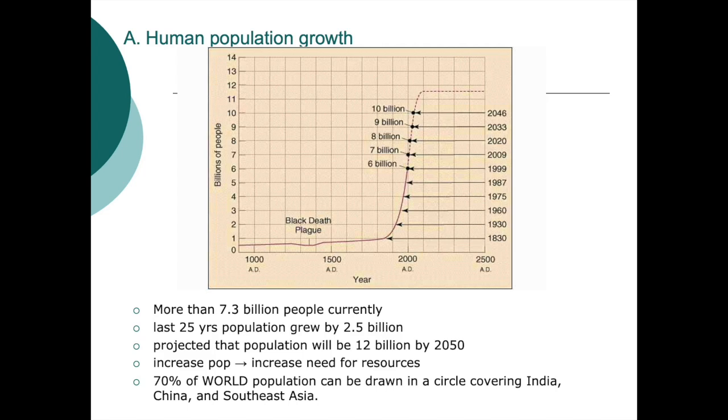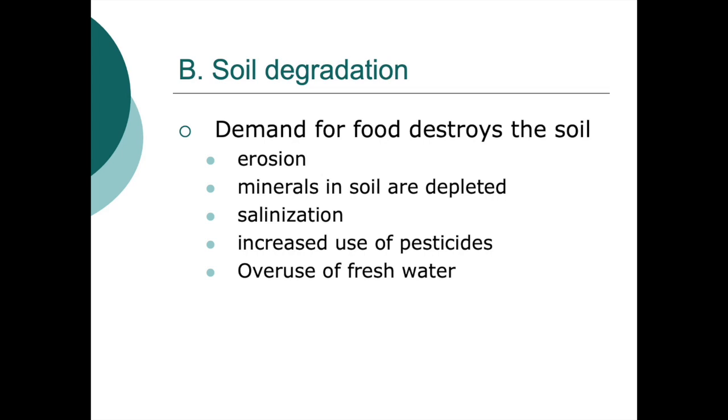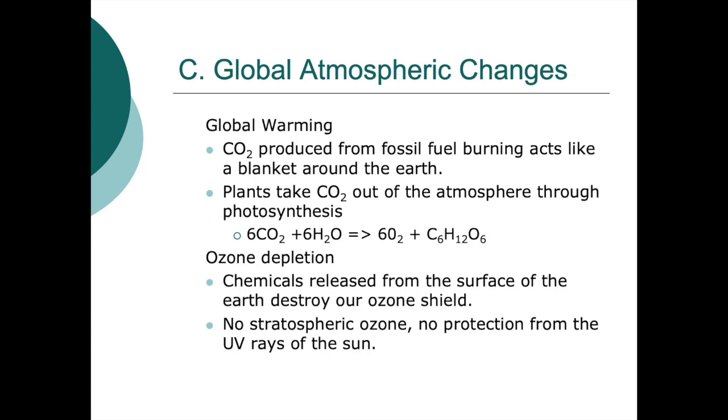When you have an increase in population, you have an increase in the need for resources. Now, just keep in mind that if I were to draw a circle around a certain area in Southeast Asia and India, I would actually be covering 70% of the world population in that small little circle on the globe. And so when you have, again, that increase of population numbers, you have an increasing need of resources. And one of the ways that we provide that resource is by growing the food. But that demand for food is destroying the soil: erosion, moisture, all of those things are happening.